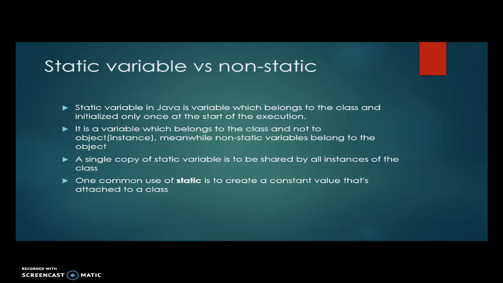A single copy of a static variable is shared by all instances of the class. One common use of static is to create a constant value that's attached to a class. Since a static variable belongs to the class, we can call the variable by using this syntax: class name dot variable name. Compared to a non-static variable, we have to instantiate or create a new object first to be able to use it. A variable declared as static is basically a global variable.